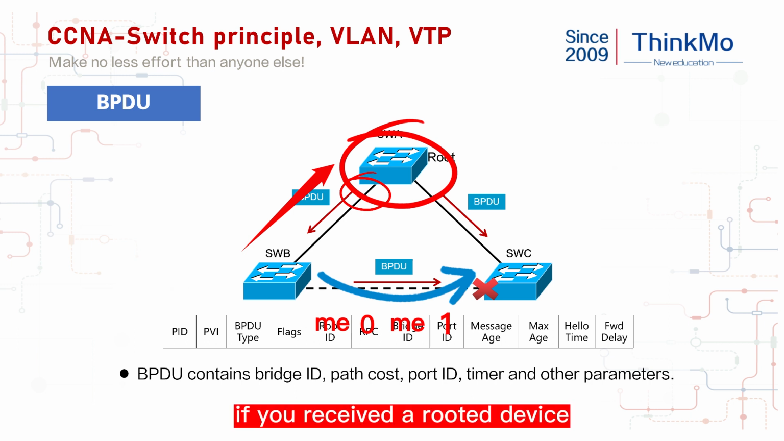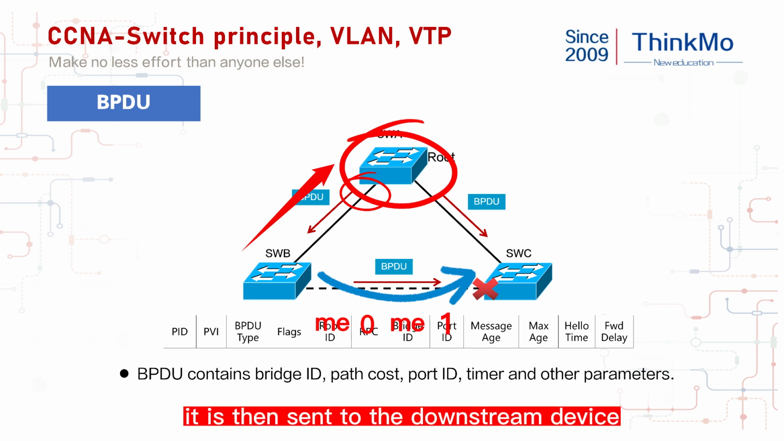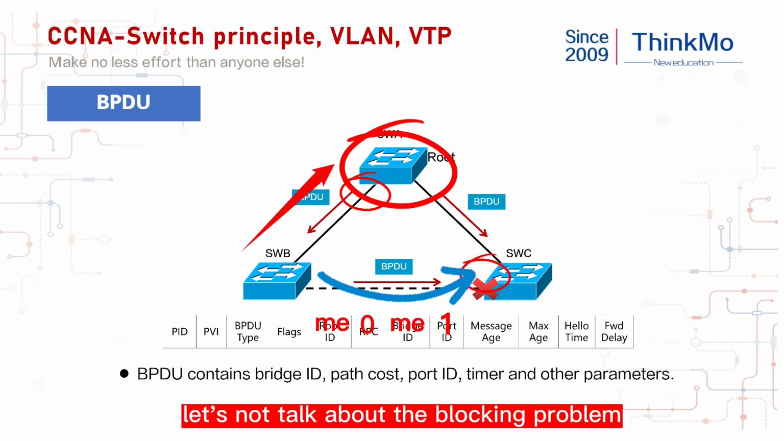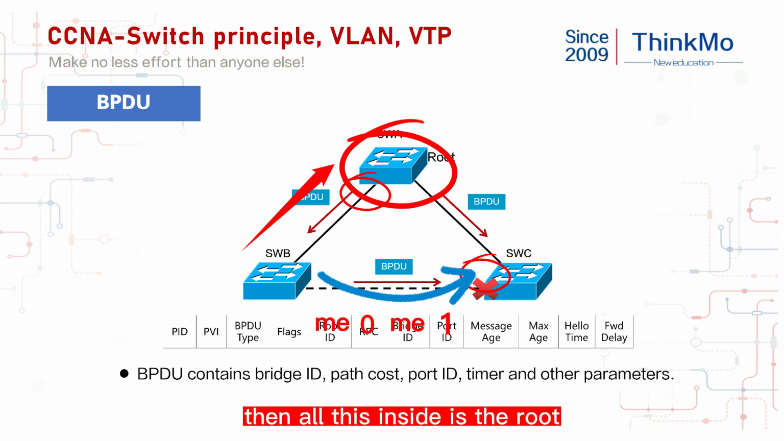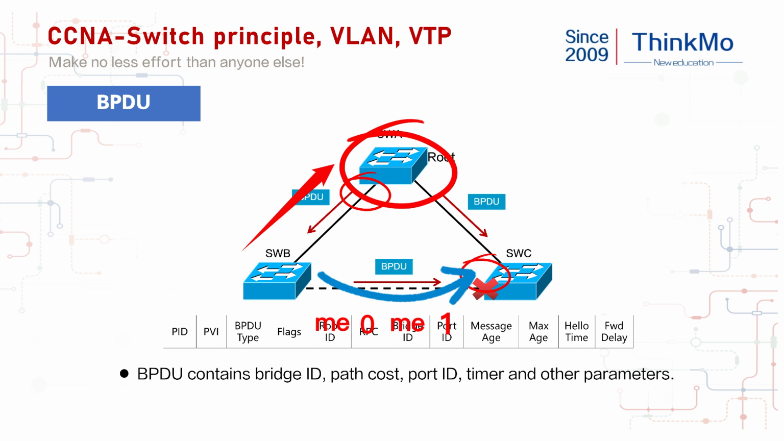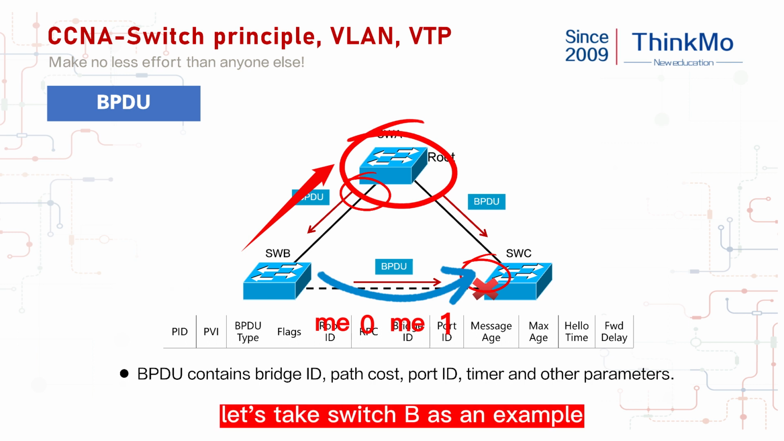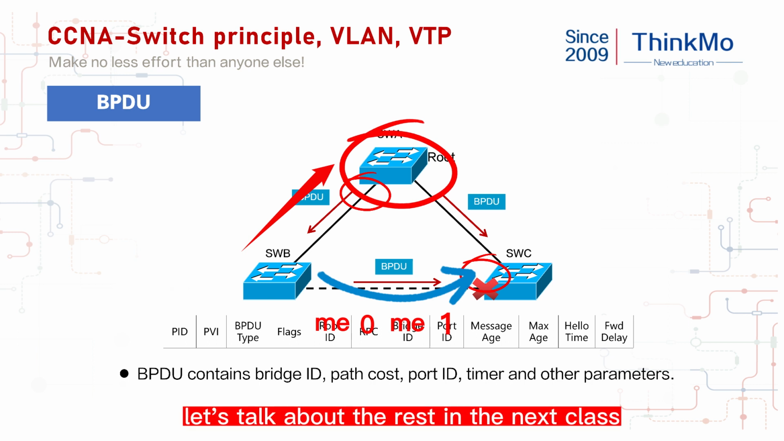If a device received a message from the root, it includes the route to downstream devices. It is then sent to the downstream device. Certainly, it may be blocked here, but let's not talk about the blocking problem. Assuming it was sent out and received, then all of this inside is the root path overhead sent to that device. Let's take switch B as an example. Let's understand briefly and talk about the rest in the next class.